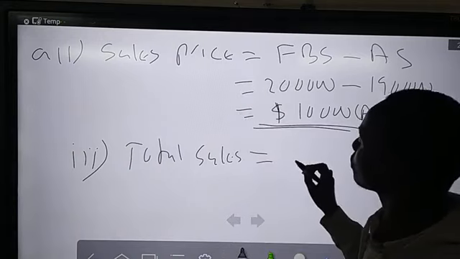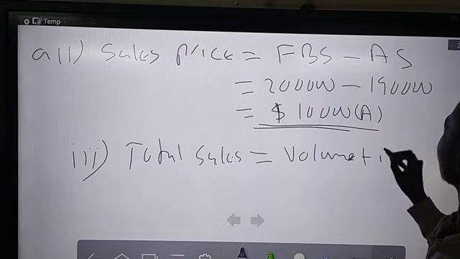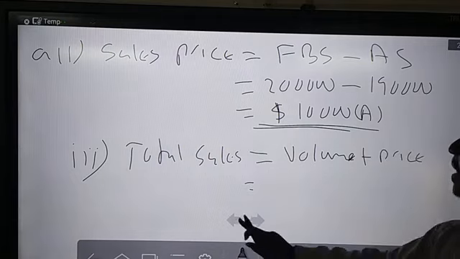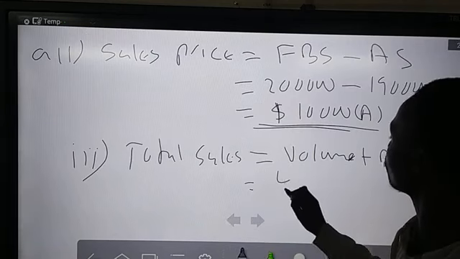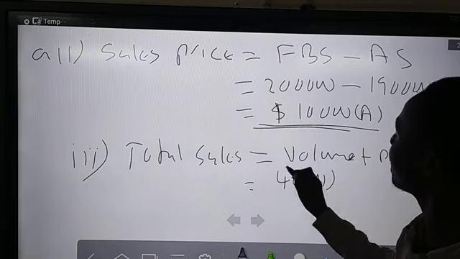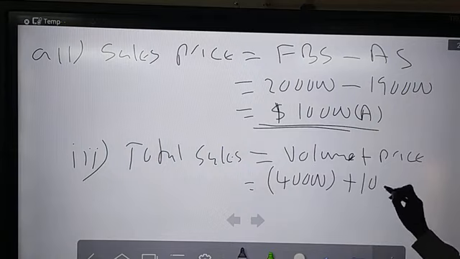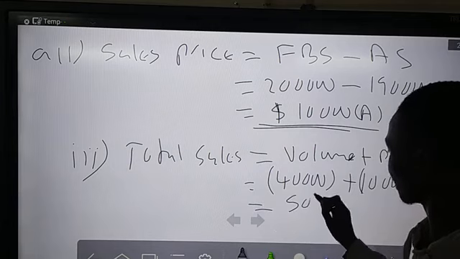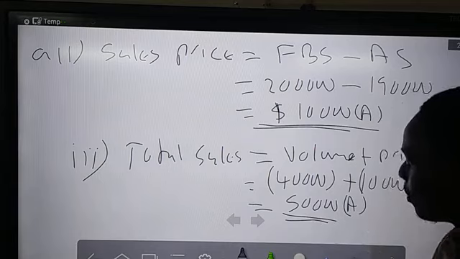Then number 3, they want us to calculate the total sales. The formula for total sales is sales volume plus sales price. So let's substitute, using our answers. For volume, we calculated 40,000, so we put minus 40,000 here. Then plus the price, we have just calculated 10,000 adverse. If you calculate, we get 50,000 adverse. That's the total sales.